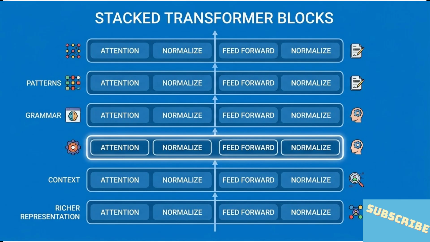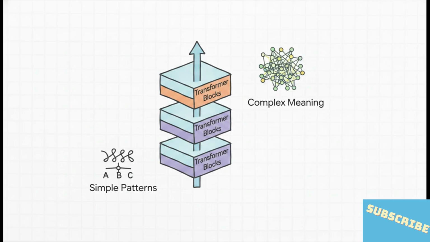As the information flows from one block to the next, earlier layers might capture relatively simple patterns, like basic grammar. But as the output of one block becomes the input to the next, deeper layers can build much richer, way more complex representations of meaning. And the crazy part? We don't manually assign what each layer learns. The model figures these patterns out all on its own during training.